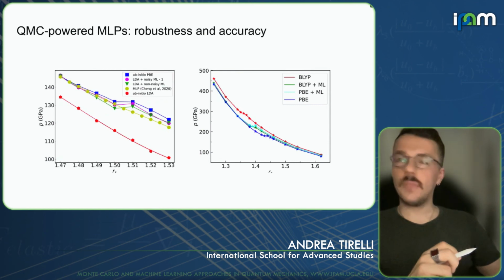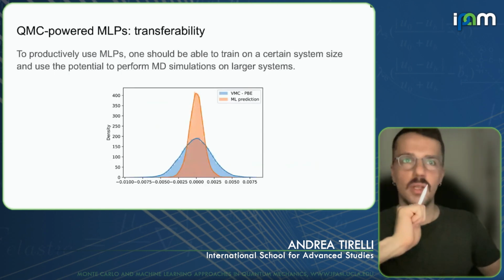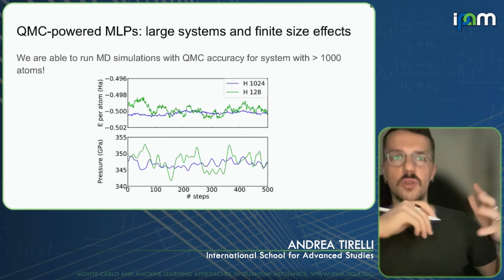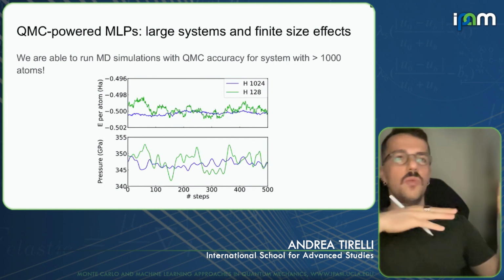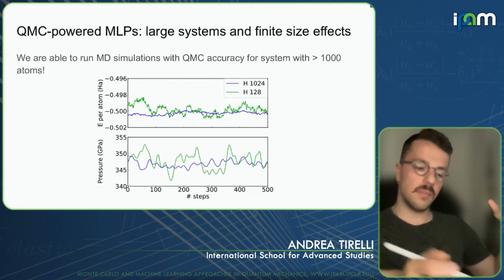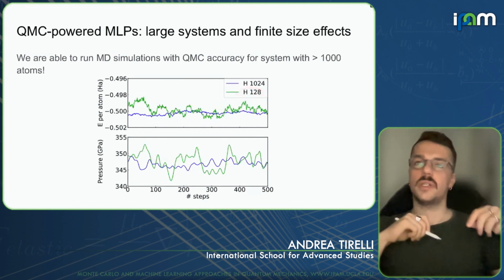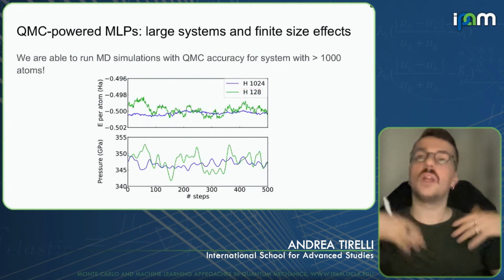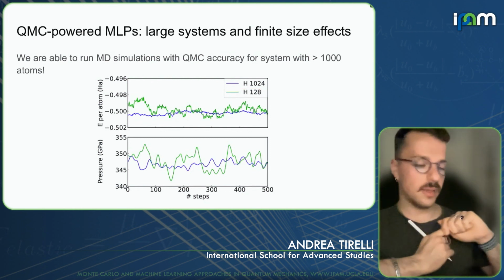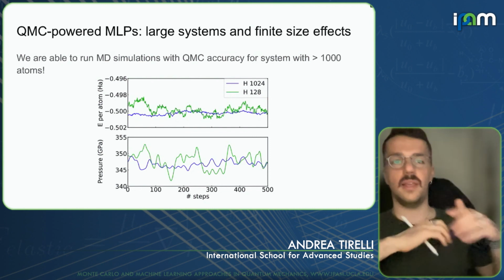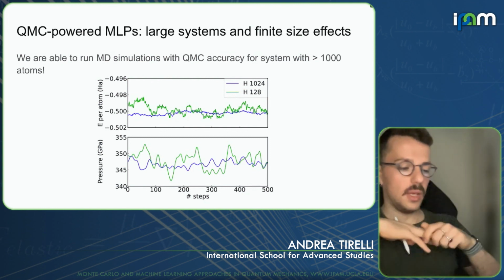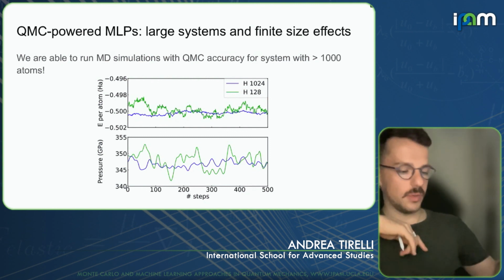I only have 2 minutes, so I'm going to skip this slide and we can go back to it. But I just want to mention that with this machine learning potential, we assess the transferability of our model. Can we train on a certain size system, like a system with 128 hydrogen atoms, and meaningfully predict on a system with 1024 hydrogen atoms? As you see here, the energies per atom and the pressures that we predict in the two cases seem to be pretty consistent.